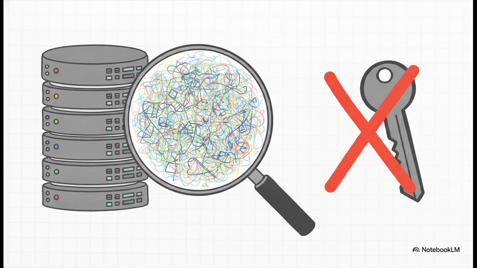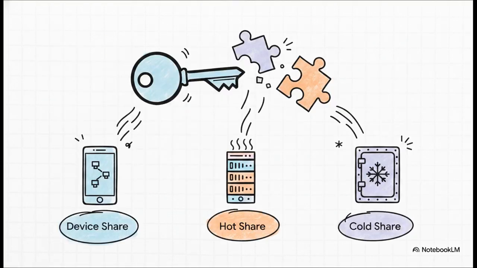If a database gets hacked, the attacker just finds mathematical noise. There is no usable key to steal. Instead of sitting in a database, the key is immediately split across 3 locations. First up, we have the device share.